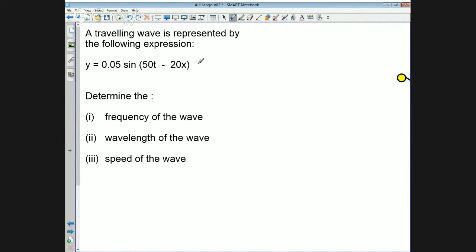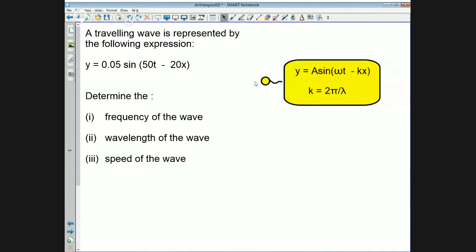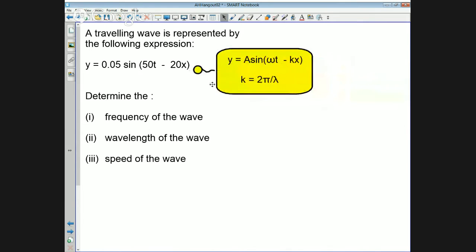And from that information here, we have to determine the frequency of the wave, the wavelength of the wave, and finally the speed of the wave. Now, in this particular case, you have to know the link, and that is the linking information here. And the linking information is quite simple. It says y equals a sine omega t minus kx is the expression for a travelling wave moving to the right. And this number k is 2 pi divided by lambda.